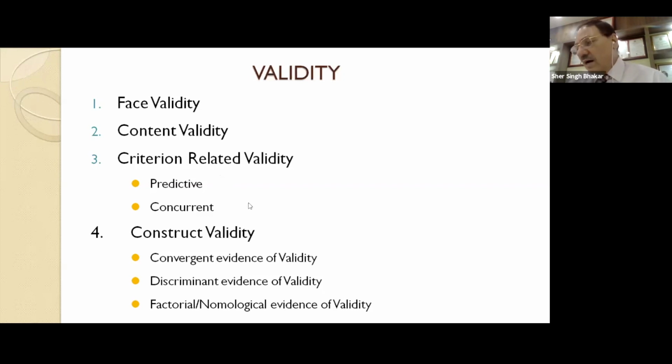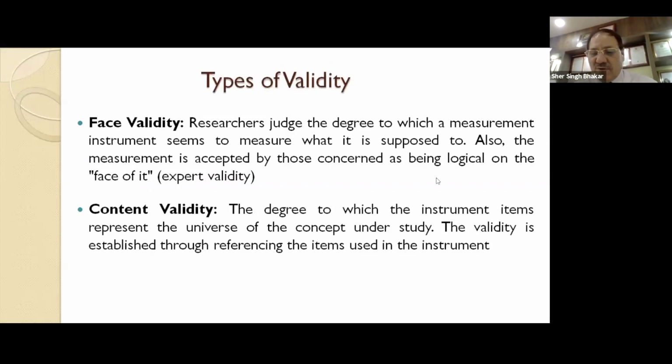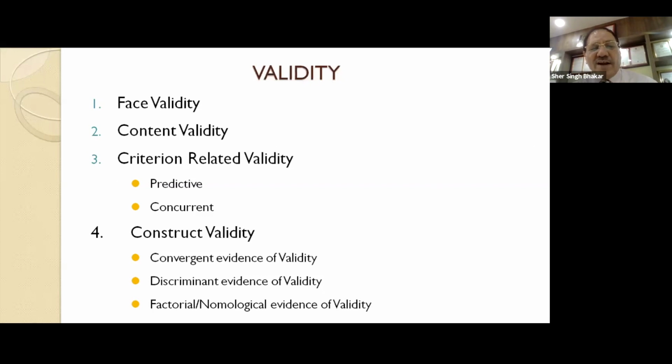That means you can verify if you are projecting something, whether your projections are correct. You can verify using past data, we call it concurrent, and you can verify it using future data later on, we call it predictive validity. And finally, we have construct validity. There are three: convergent validity, discriminant validity, and nomological validity.